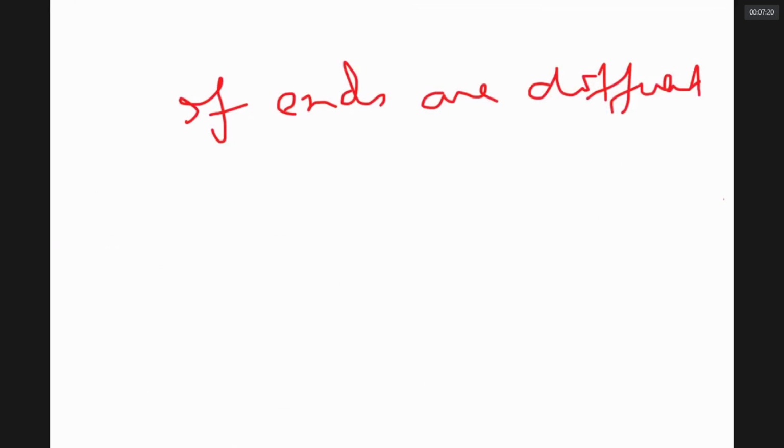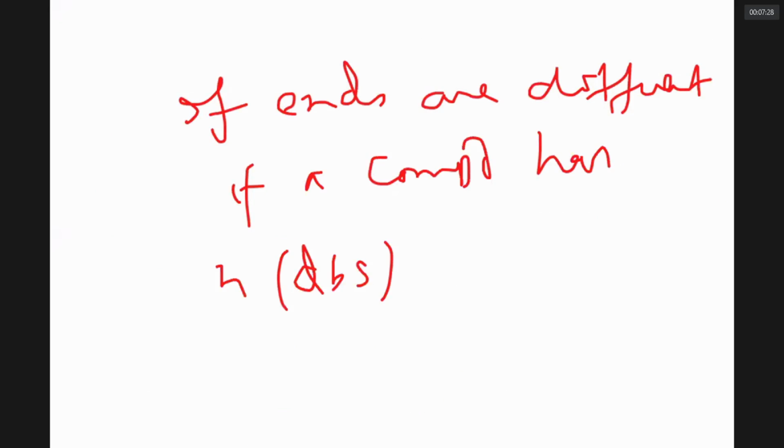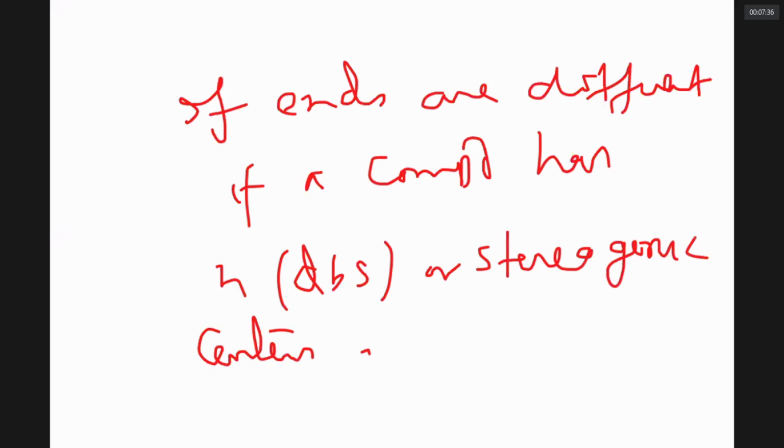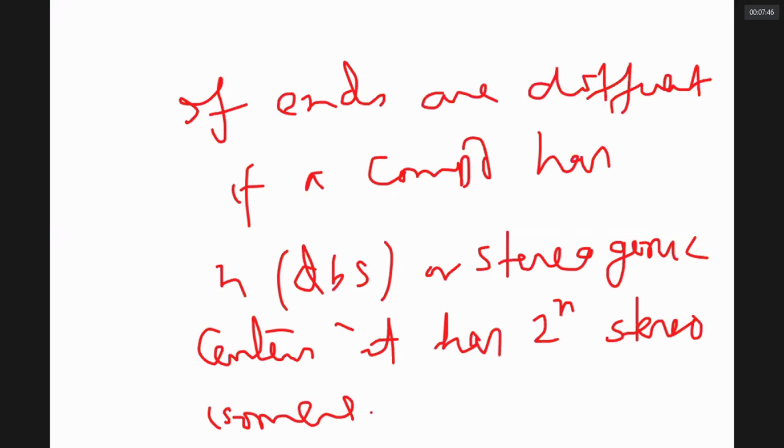So I am saying generally, if ends are different, if a compound has n double bonds or stereogenic centers, it has 2 to the power n geometric isomers or stereoisomers. Any difficulties there? No.